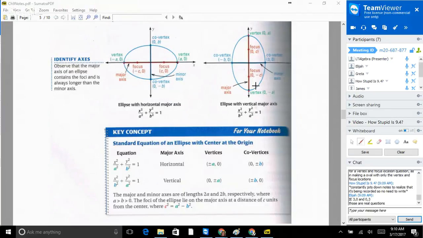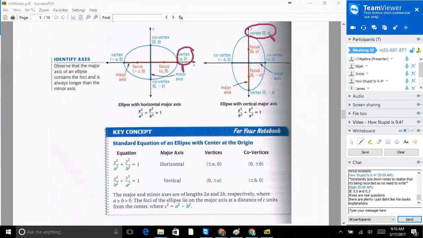I promise. Okay, so you have your vertex, or your major points, on your major axis, right? And your co-vertex is what's on your minor axis. So we label the vertex by A. You see here, the vertex is your A point. And A depends on it: if it's a horizontal ellipse, then A is in the X position. If it's a vertical ellipse, then A is in the Y position.